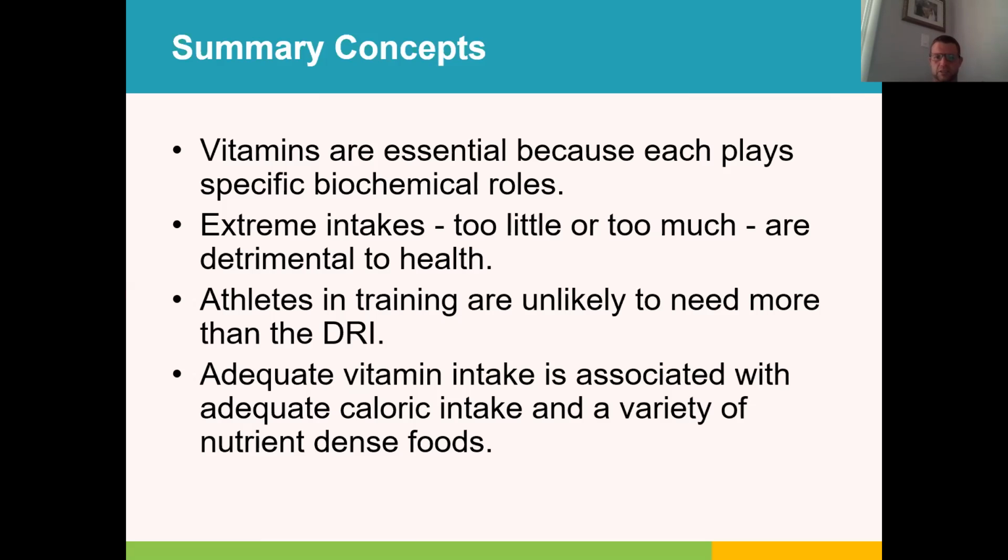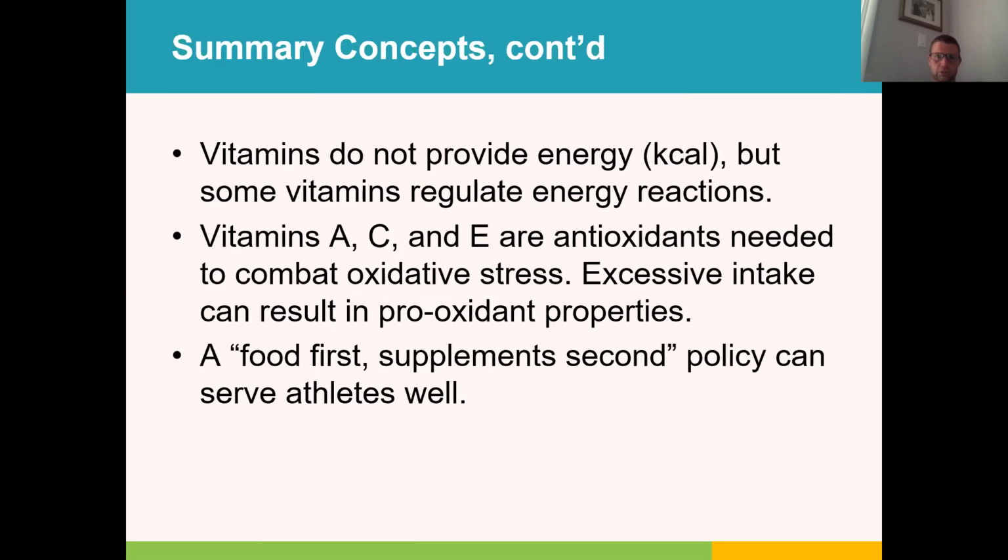Adequate vitamin intake is associated with adequate caloric intake in a variety of nutrient-dense foods. Vitamins do not provide energy, so you're not going to see them listed with kilocalories, but the foods that they come with will. Okay? Vitamins A, C, and E are antioxidants used to combat your oxidative stress and your ROS. Excessive intake can result in pro-oxidant properties. Again, I don't like the word excessive. Higher amounts is a better term. You don't ever want to take anything in excess.